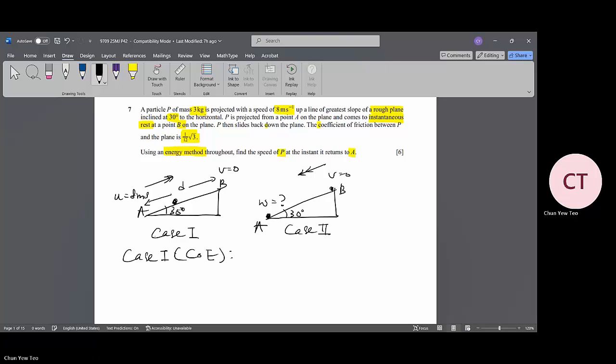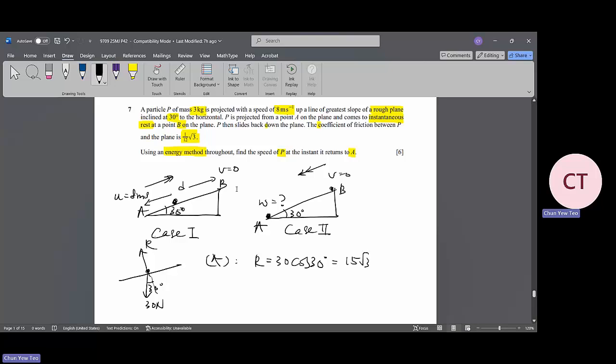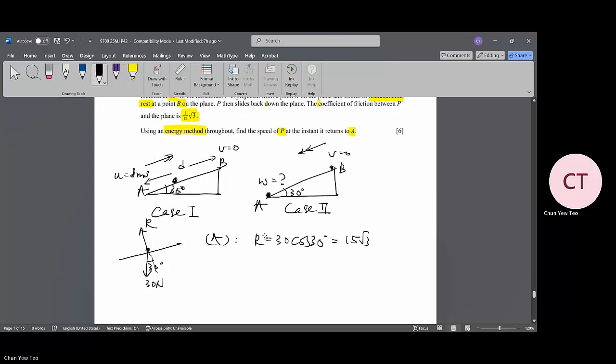Before that, we need to find the frictional force first. So for the frictional force, you can see that this is the normal contact, this is your mg, 30 Newton, and this is 30 degrees. If you resolve the forces this way, you will get R equal to 30 cos 30, that will be 15 root 3. Then the F_R is equal to mu R, which is root 3 over 12 times 15 root 3. Simplify it, you will get 45 over 12, which is actually 15 over 4. This is the frictional force.